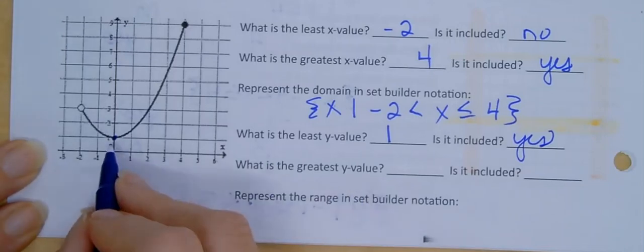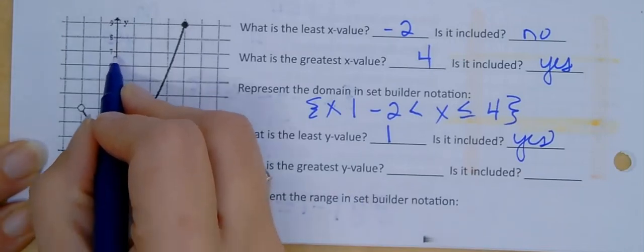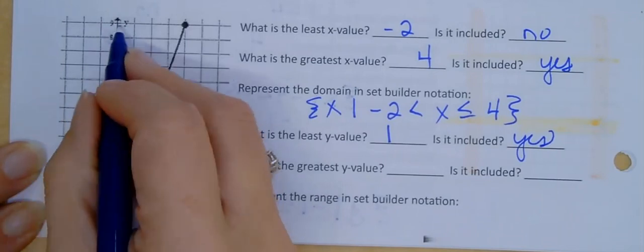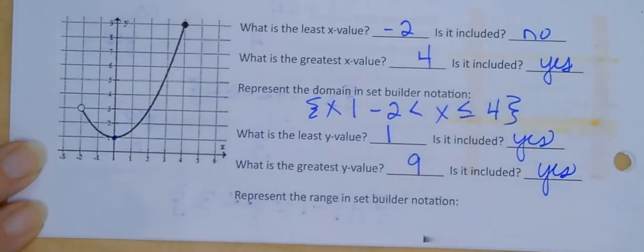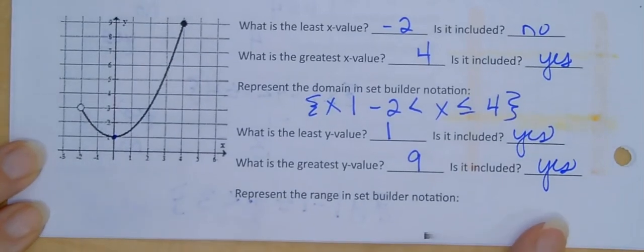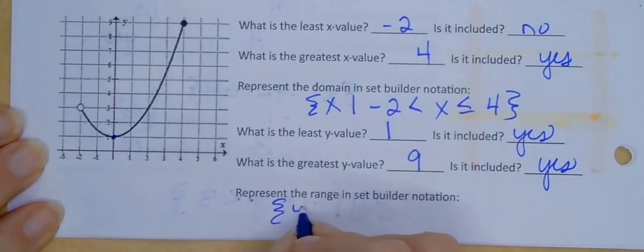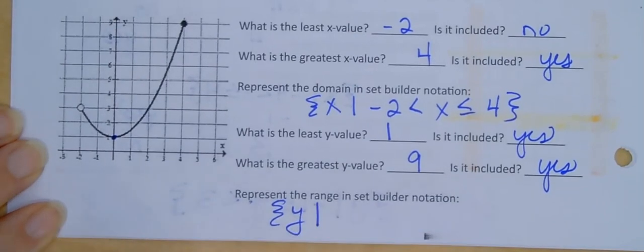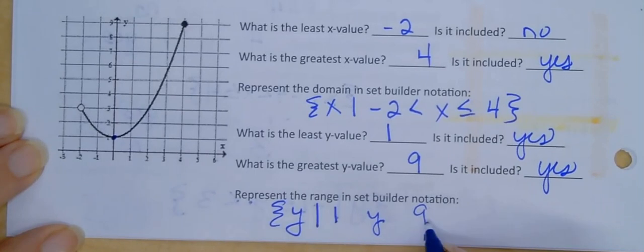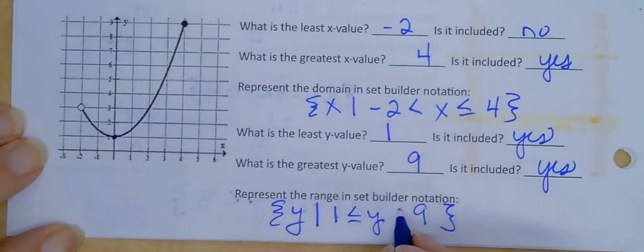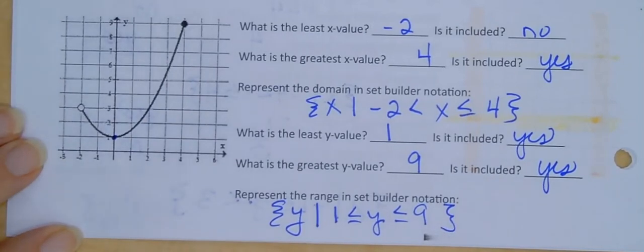And then what is my greatest y value? I can go all the way up to, right there, 9. So I stop at 9. 9 has a closed circle, so it is included. Okay, if I want to represent my range in set builder notation, I'm telling you all about the y's such that y is in between 1 and 9. And now I want to figure out, is it included? Yes. So I get less than or equal to. Is it included? Yes. Less than or equal to.